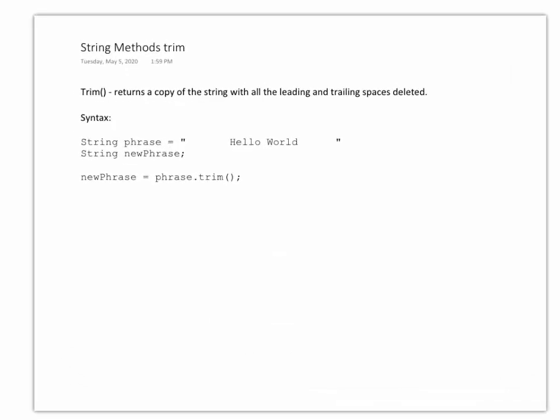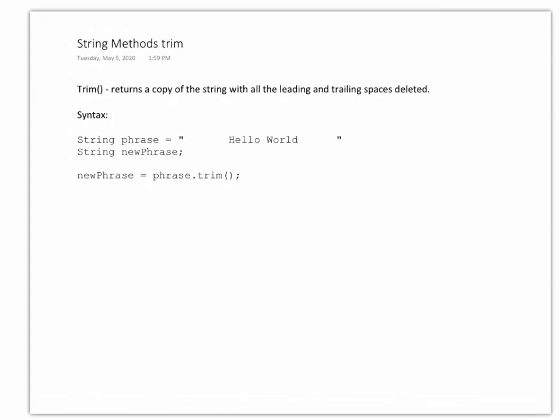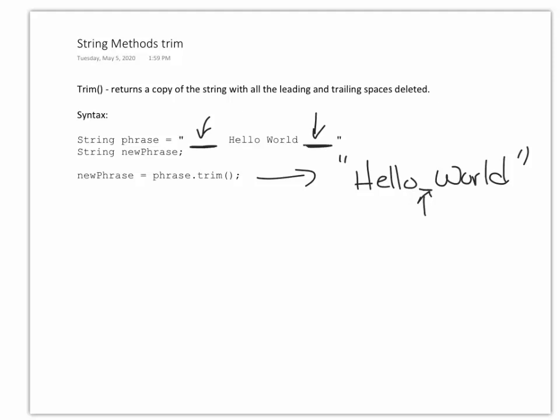Okay, the next one we're going to look at is trim. Trim's pretty straightforward. It returns a copy of the string with all leading and trailing spaces deleted. So you can see here I've created a string with spaces at the front and at the end of the string. And then I've got new phrase. New phrase is equal to phrase.trim. And all this will do is get rid of all of those leading and trailing spaces. It will not get rid of the spaces that are in the middle of the string. Those will still be there, so we still get that result there, but it gets rid of all of the ones that we had at the beginning here and at the end here.